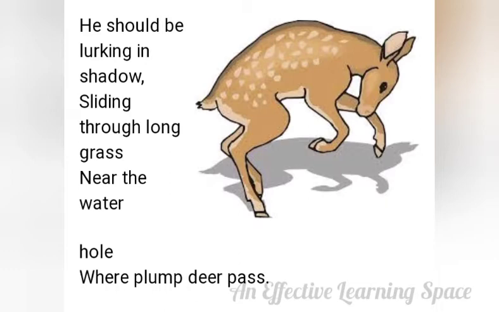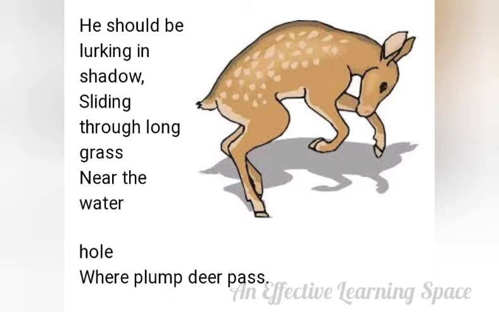Now we'll see the second stanza. We should be lurking in shadow, sliding through long grass near the water hole, where plump deer pass. Here, lurking means hiding. Sliding means moving slowly. Plump means chubby or fat size. In the stanza, the poet says that if this tiger was free, he would have hid himself behind the long grass near the water bodies so that he could easily catch a deer in order to have it as its food.